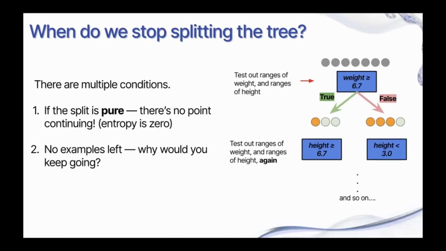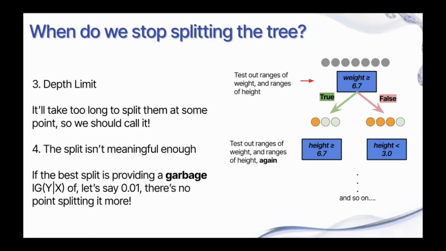The second one is also kind of trivial. There are no examples left. Let's say I have 7 fruits again, and somehow on my left side is 7 and my right side is 0. There's no point in going further into the 0 branch because there's nothing there. Make sense? The third and fourth are more important.